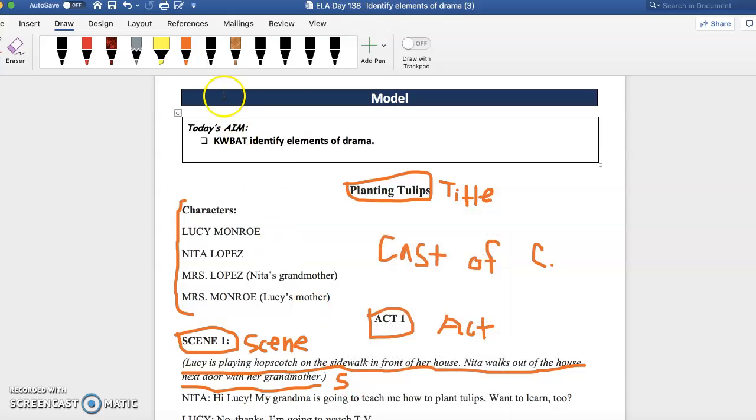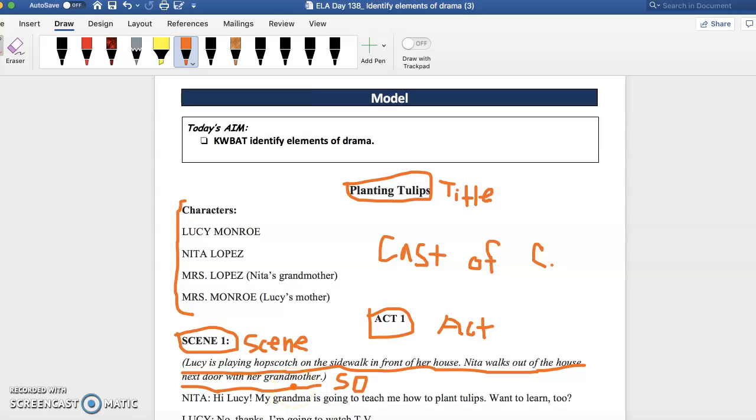You guys see how the stage directions are telling the actor what to do, right? It literally says that Lucy is playing hopscotch. So whoever the actor is that is playing Lucy, she knows that she needs to be playing hopscotch, right? It also gives you the setting. So we know that Lucy is currently outside because she's on the sidewalk and she's in front of her house. You can't play hopscotch in the house. I mean, she's outside. Then it tells you that Nita walks out of the house next door with her grandmother.